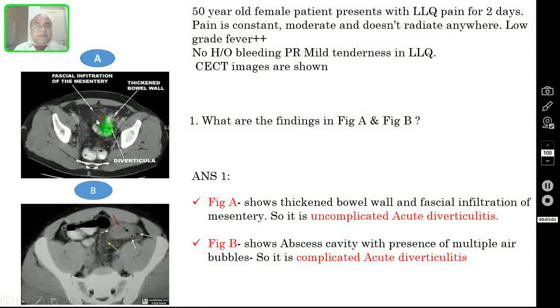Here also you can see edematous mesentery. So this is a case of uncomplicated acute diverticulitis. Whereas figure B shows an abscess cavity with presence of multiple air bubbles here. This is the abscess cavity, and the black spots are all small air bubbles. So this is a case of complicated acute diverticulitis.